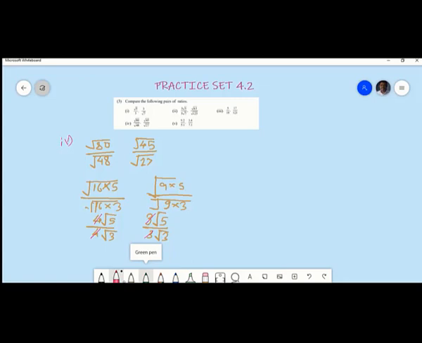So the cross multiplication is root 5 into root 3 and root 5 into root 3. Both values are equal. So these fractions are equal.